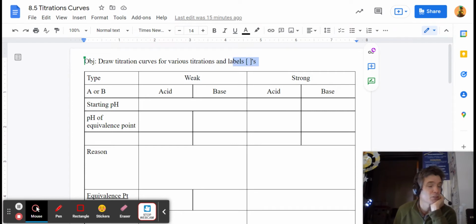Label the concentrations. What that means is, at different points in the curve, what concentration do you have? This is just an overview of some important things, some important features of it in a table, and then I'm going to draw the curves and go over what some important parts are.